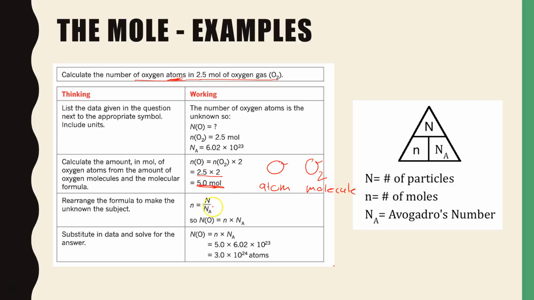That's the first step. The second step is now we need to find the number of particles. So again, we cover up what we know. We know the moles, which is now 5 mole, and we know the amount of particles in 1 mole, which is 6.02 times 10 to the 23. So we multiply these two numbers by each other, and that will give us the amount of particles. So 5 times 6.02 times 10 to the power of 23, and that will give us 3 times 10 to the 24 atoms.